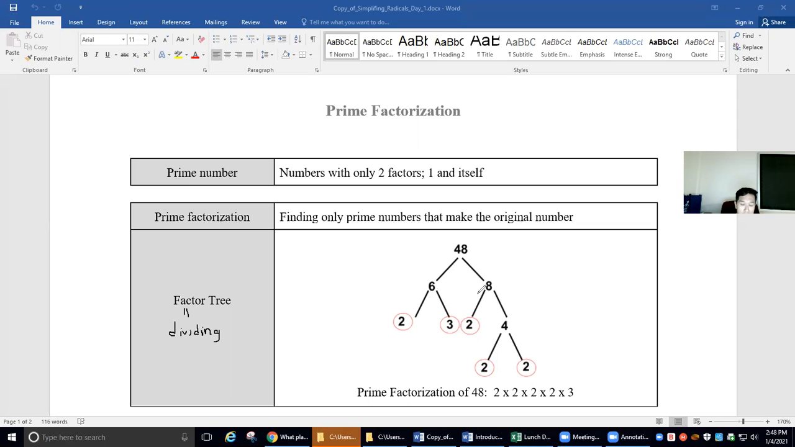But I can take 6 and 8 and factor them again to make 2 and 3, and 2 and 4. And then the last number that I can divide within the factor tree is 4, and I have 2 and 2. Do you notice that they circle the numbers here? They circled the prime numbers, because I cannot go any smaller than that. Prime numbers are divisible by itself and 1. So what do I have?